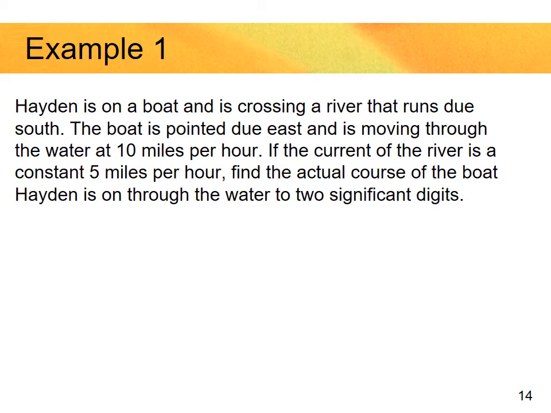So Hayden thinks she is going straight, but that's not the case because she's going straight across and the current is actually pushing her down a bit. Find the actual course of the boat Hayden is on through the water to 2 significant digits. I think we can do this. Let's see if we can draw this.